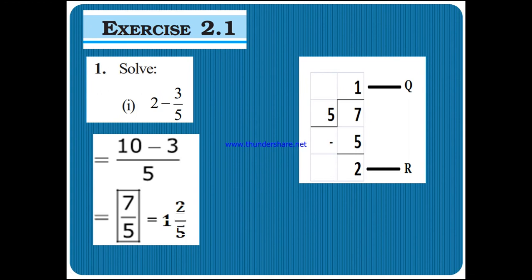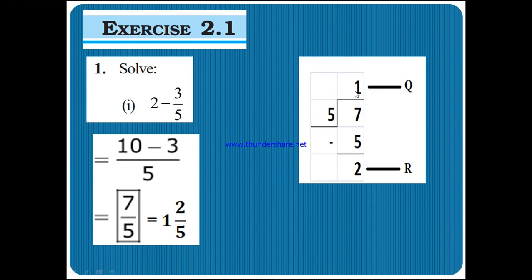See, when you write in the mixed form, the quotient will be the whole number, and the remainder is the numerator, then the same denominator. Mixed form means how will it be? A whole number along with a proper fraction. So when the improper fraction comes, how do you convert into a mixed number? Divide. You will have quotient and remainder.